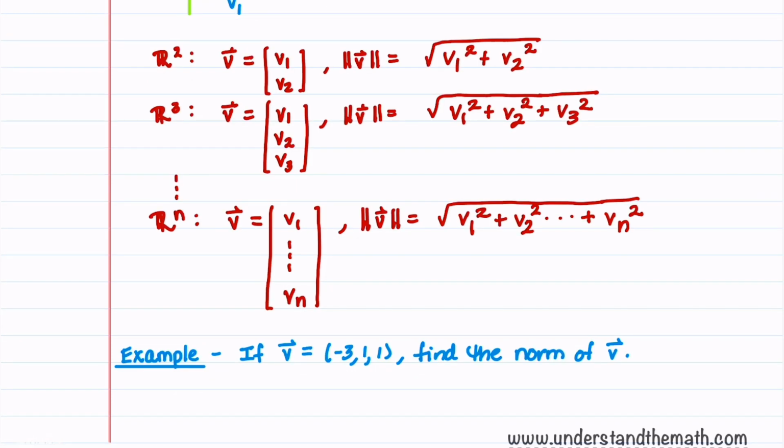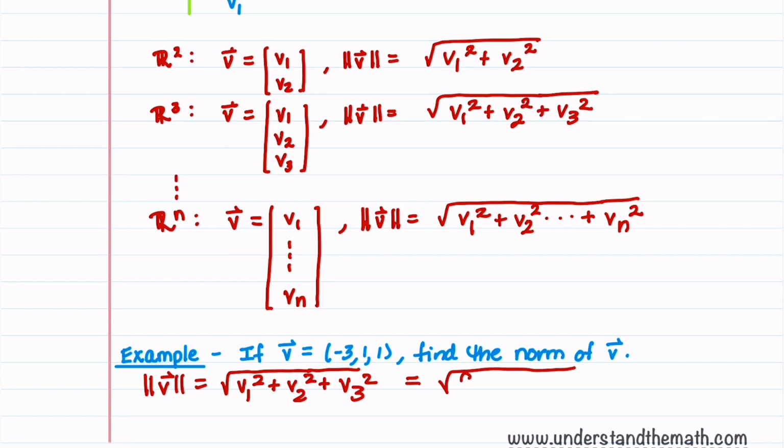Let's now do an example. We're given v equal to (-3, 1, 1), and we're asked to find the norm of v. This is a vector in R3, so let's write down the formula. The norm of v is equal to the square root of v1 squared plus v2 squared plus v3 squared. And this is equal to the square root of (-3) squared, which is 9, plus 1 plus 1. And we get an answer of the square root of 11. So the length of vector v is equal to the square root of 11.